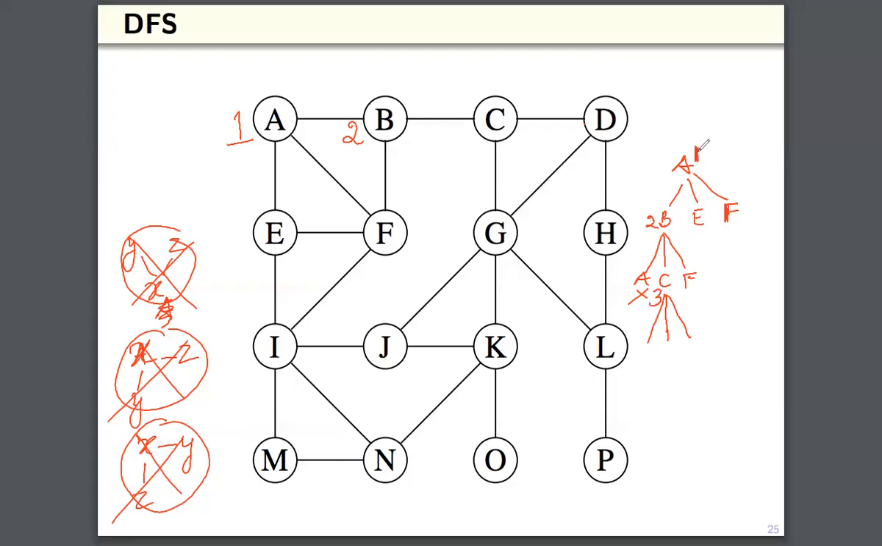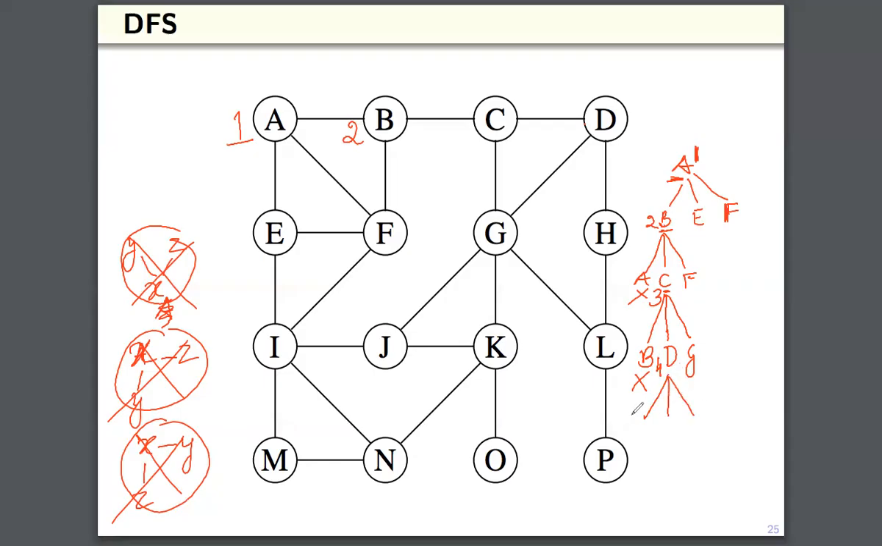The first node you visit is A, the second node you visit is B, the third node you visit is C. What are the neighbors of C? B, D, G. B is visited. D is unvisited, so mark it with 4 and call DFS of D. You visit D, so you mark it as 4.